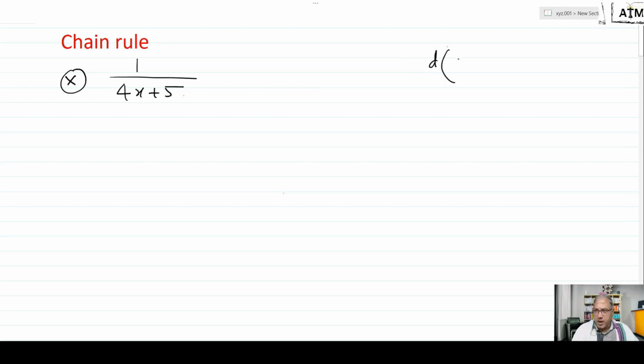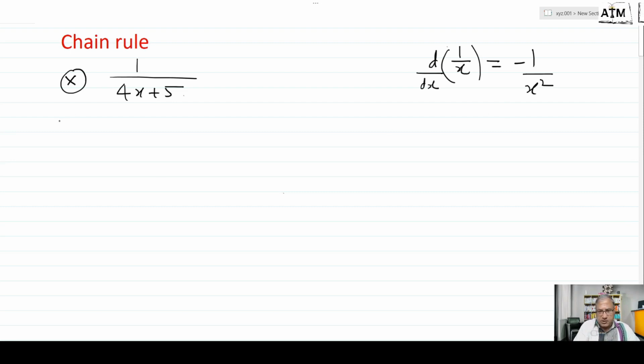Before proceeding, I want to give you one recall. I want to tell you one formula. The derivative of 1 upon x is nothing but minus 1 upon x square. You just remember this formula. I repeat once again, the derivative of 1 upon x equals minus 1 upon x square.